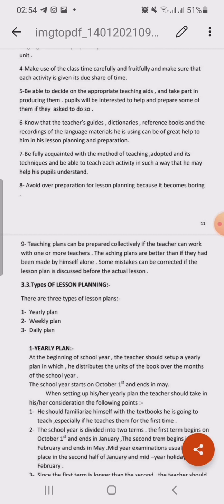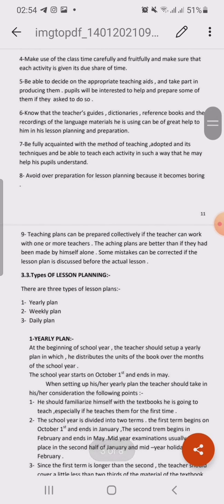5 be able to decide on the appropriate teaching aids. لازم يختار بدقة الوسائل التعليمية المساعدة في المحاضرة and take part in producing them. ويساهم في ابتكار الوسائل التعليمية المساعدة. Pupils will be interested to help and prepare some of them if they ask to do so. يعني الطلاب مثل ما كنا نعمل إحنا وسيلة تعليمية، أو مثلا في درس الجغرافيا كنا نجيب خريطة نوصي وهكذا، حتى تكون وسائل تعليمية، فالطلاب راح يساهمون بهذا الشيء.